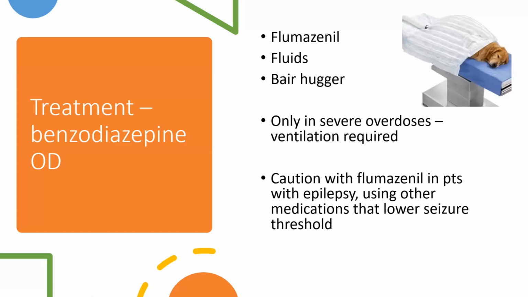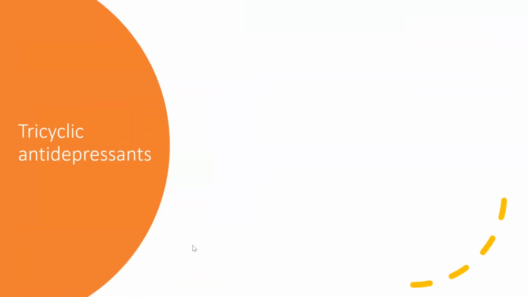And with flumazenil, you need to be quite careful with patients with epilepsy because, again, it can lower your seizure threshold. So it's just something to be aware of and to document if you do make the decision to give it anyway. So moving on to tricyclic antidepressants.